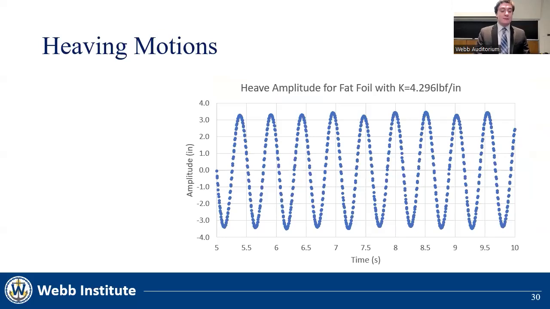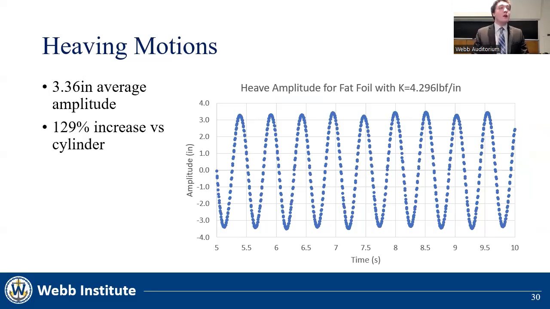For the heaving motions of the fat foil, we can again see our graph, sinusoidal motion, with the x-axis being time in seconds and the y-axis being the amplitude in inches. For the fat foil, we experienced an average amplitude of 3.36 inches, a 129% increase over the baseline cylinder condition. And again, the half-second period was present. Less beating was observed at the more efficient foil and the higher speeds.